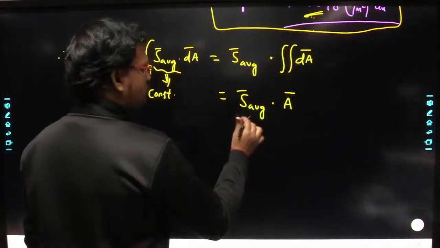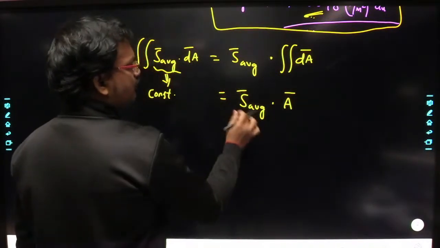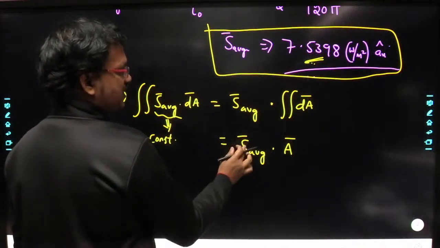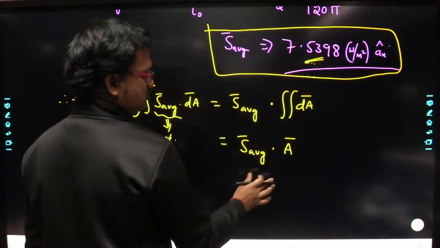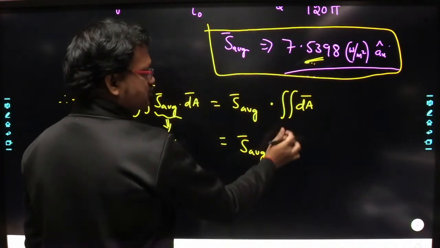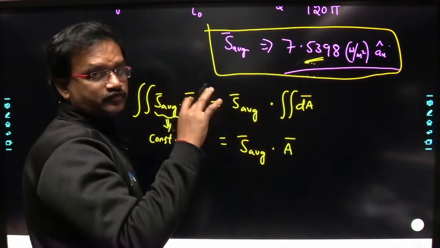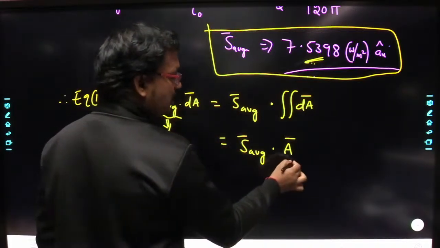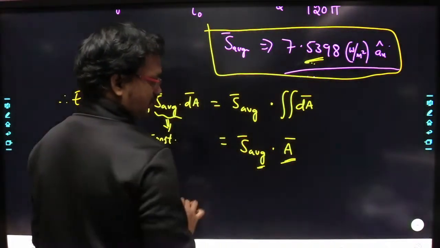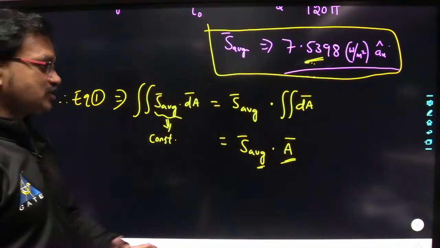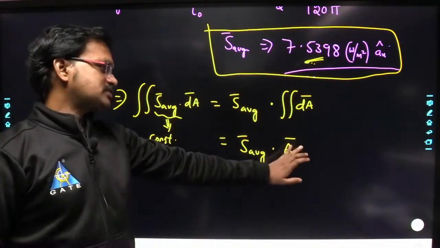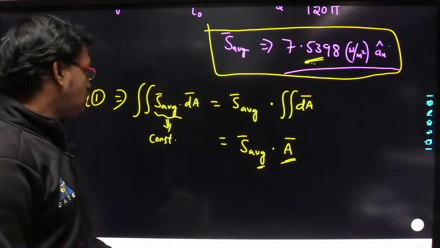Now we know the magnitude of S average and the direction of S average. We also know the magnitude of A bar, that is the area of the square, but we don't know the direction of this surface area. If we determine the direction of the surface area, then we can represent this A bar.